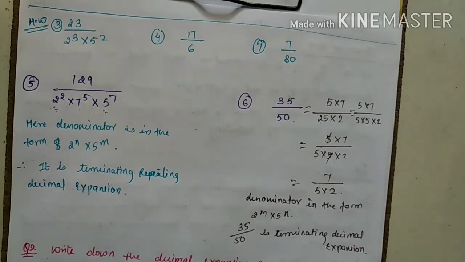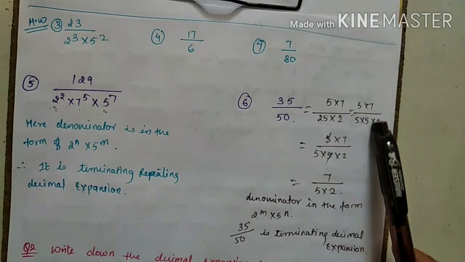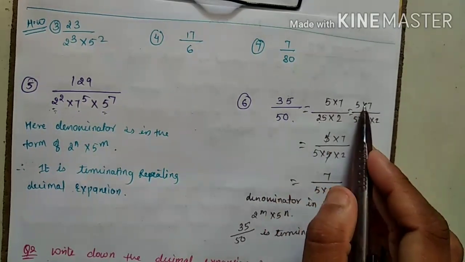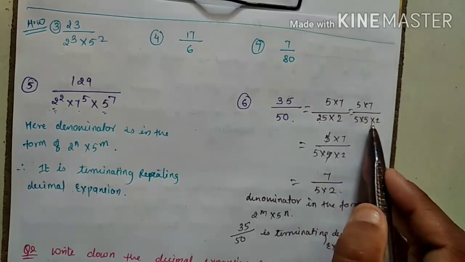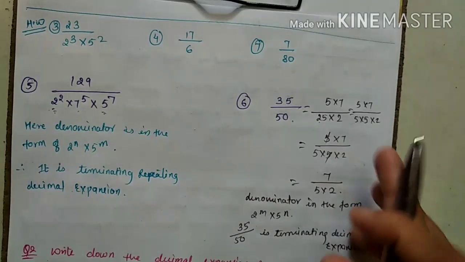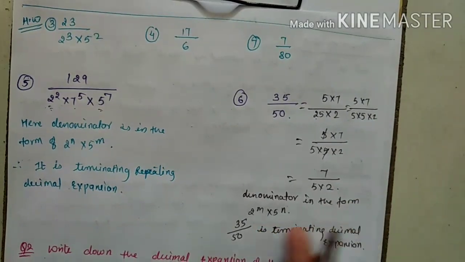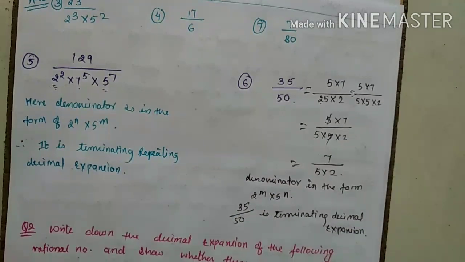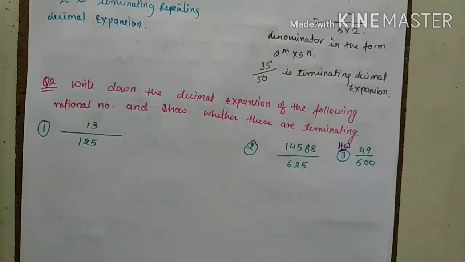Is it clear? One more thing I want to say: if I want to stick here only, just put 35 as it is, and you can see here 5's power 2 into 2's power 1. So again, you can say from this only, as a denominator, in the form of 2's power m into 5's power n. But I am giving you more extra. Now come to the next question, question number 2.